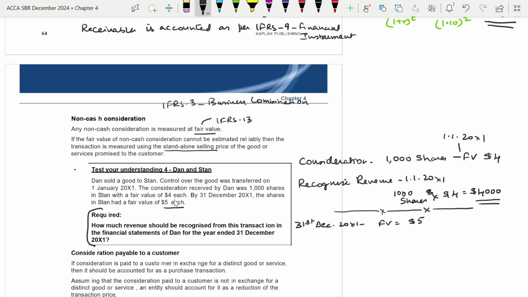Any non-cash transaction is measured at fair value. It has been done on 1st January: 1,000 shares times 4, 4,000. On 31st December, there is a change in the fair value to 5. It is only an increase in value. There is no relation to revenue here. It will be recognized as fair value through other comprehensive income. But we are not doing anything with that.